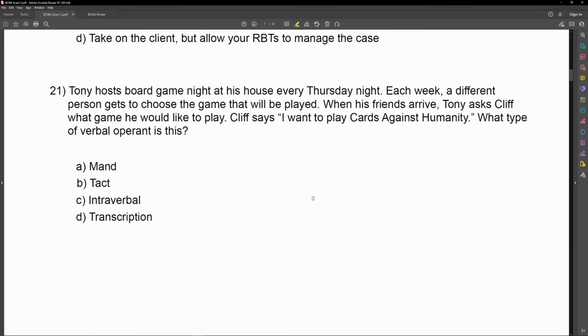Intraverbal, yes, intraverbal is evoked by a verbal SD, a conversational back and forth exchange, and does not have point-to-point correspondence, right? So here Tony has the verbal SD, Cliff responds, simple intraverbal, okay? And then D, transcription. What is transcription? We're transcribing something, essentially taking notes, okay? So the answer here is C, trying to drive home the point that you need to know what evokes your verbal operants and what reinforces your verbal operants for the exam.